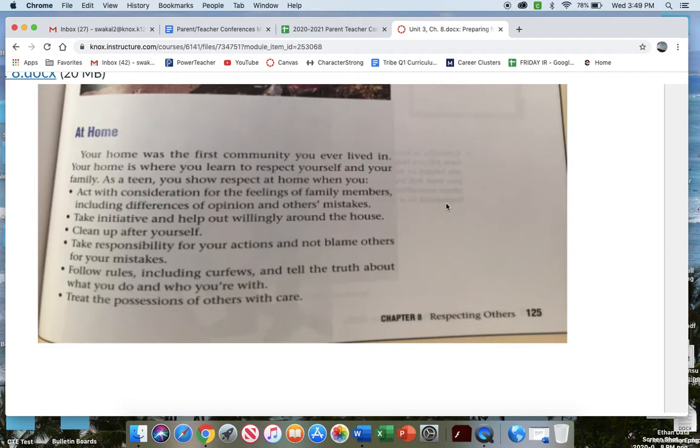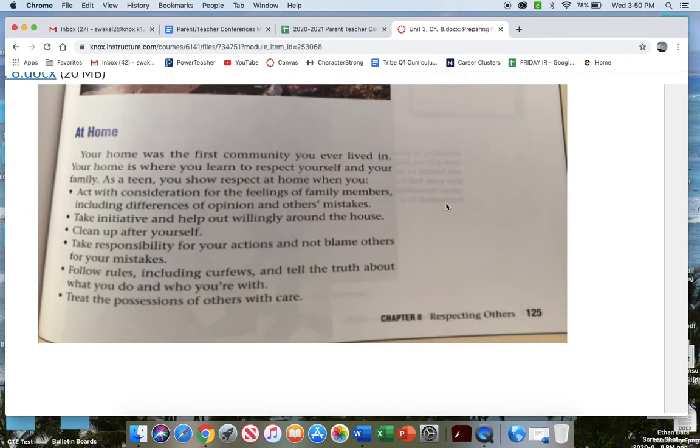Okay, it says here, at home. Your home was the first community you ever lived in. Your home is where you learn to respect yourself and your family. As a teen, you show respect at home when you act with consideration for the feelings of family members, including differences of opinions and others' mistakes. Take initiative and help out willingly around the house. Clean up after yourself. Oh, that's very important. Clean up after yourself. Take responsibility for your actions and not blame others for your mistakes.